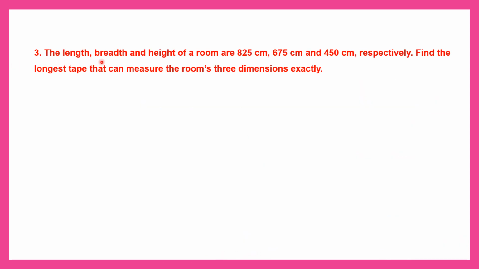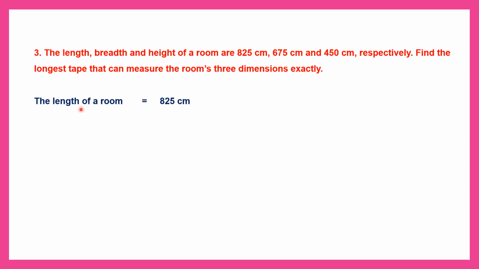Question 3. The length, breadth and height of a room are 825 centimeters, 675 centimeters and 450 centimeters respectively. That means the length is 825 centimeters, the breadth is 675 centimeters and the height is 450 centimeters. And we are asked to find the longest tape. The longest means, again, we are talking about the highest common factor. The longest tape that can measure the room's 3 dimensions exactly. These are the 3 dimensions, length, breadth and height.